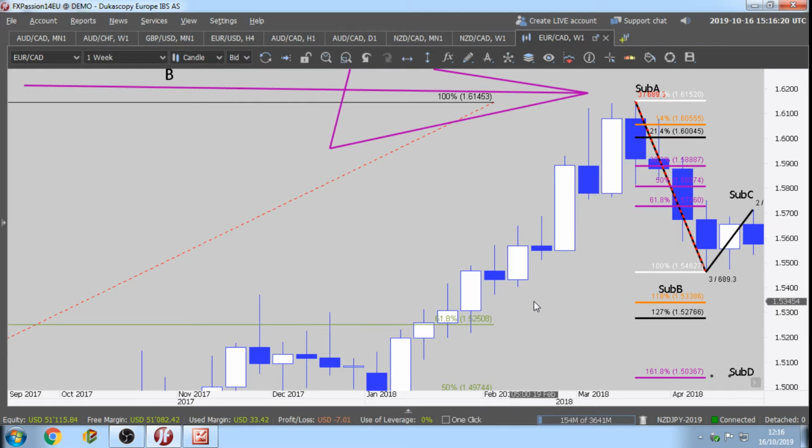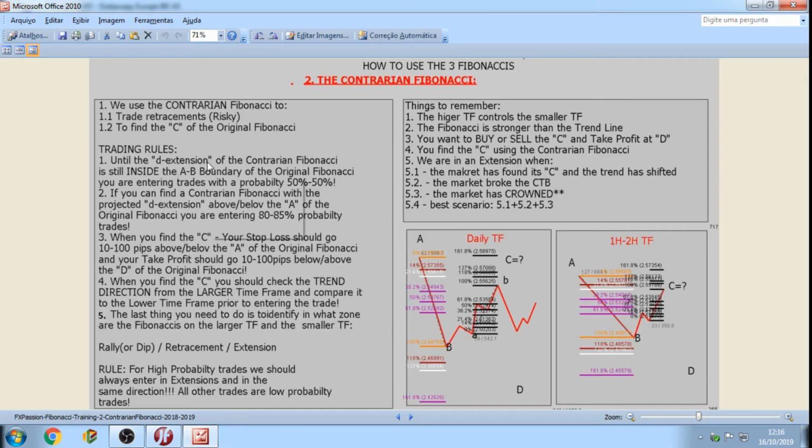Contrarian is just a reverse Fibonacci against the trend. Yes, sir. Okay, so I have sub A, sub B, sub C. What I want to do? I want to trade a retracement, number one, and I want to find the C of the original Fibonacci.